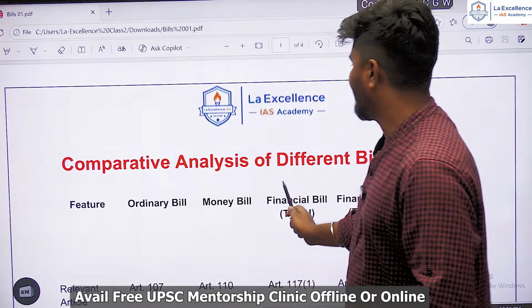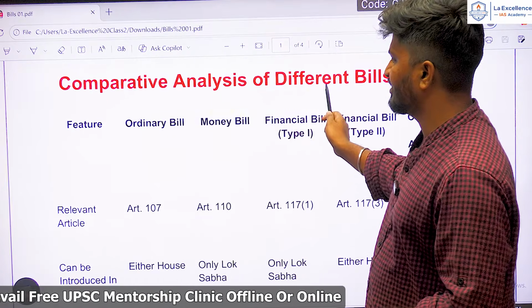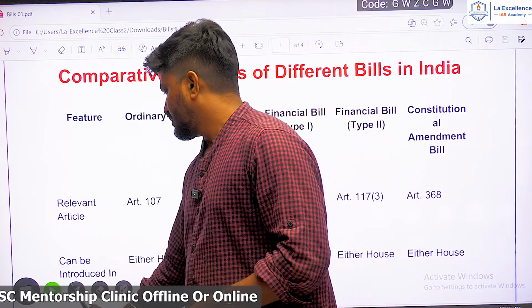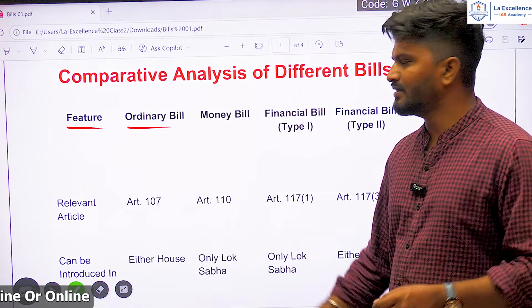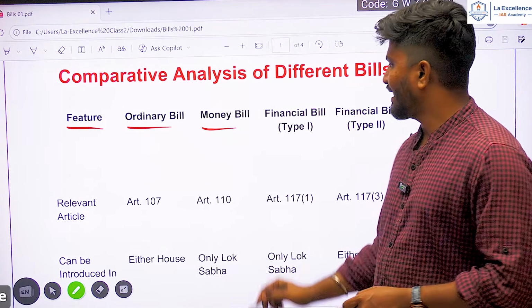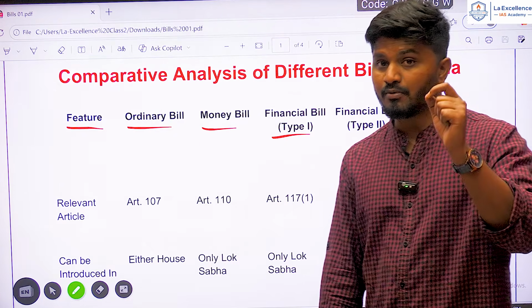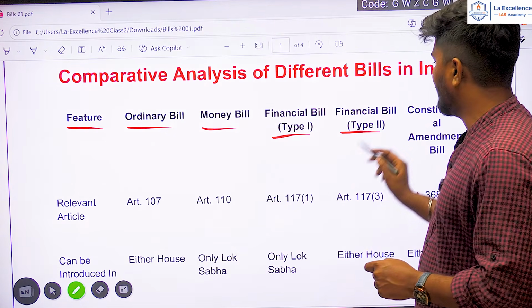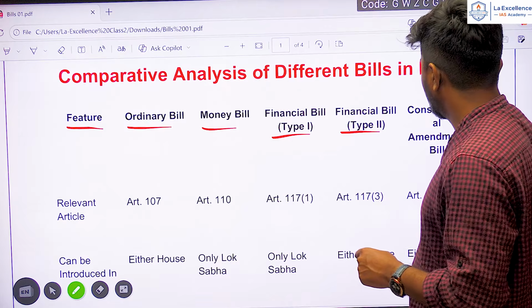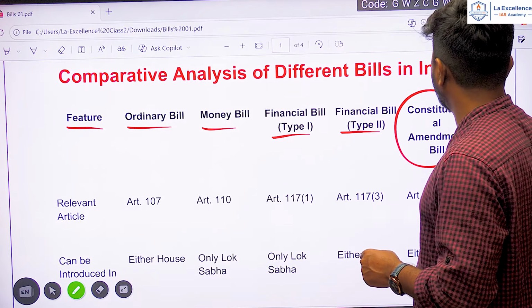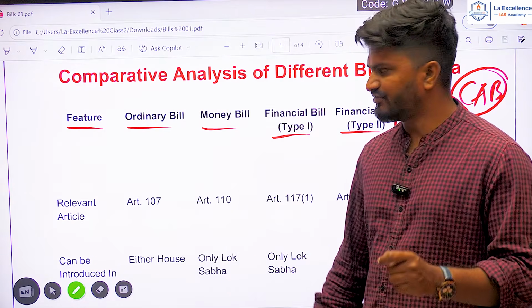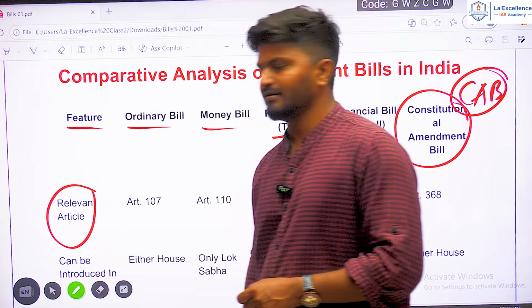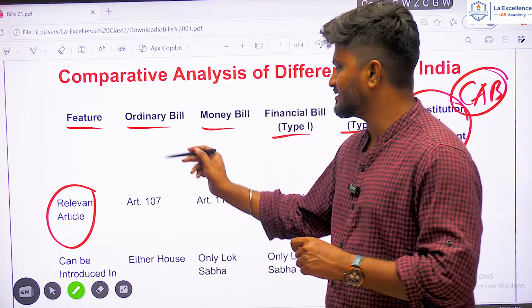We'll go with a comparative analysis of different bills: features and types of bills. First is the ordinary bill, then comes the money bill, then financial bill type 1, then financial bill type 2, and the constitutional amendment bill. The first dimension here is the relevant article. Which article talks about these bills?